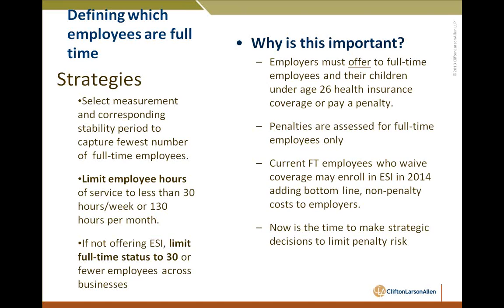The other thing is you could limit the number of full-time employees to 30. When I told you about the penalties, the no insurance penalty and the employer penalty if you provide insurance, you take the lower of those two penalties. So if you have only 30 full-time employees, the no insurance penalty is 0 because you get 30 free. So then your total penalty is 0.